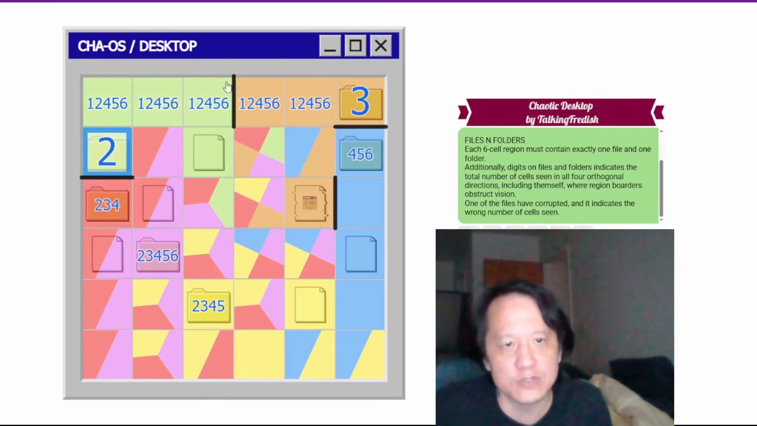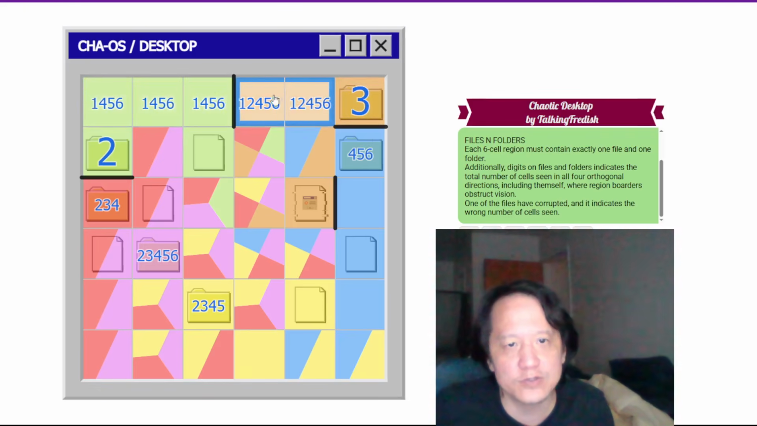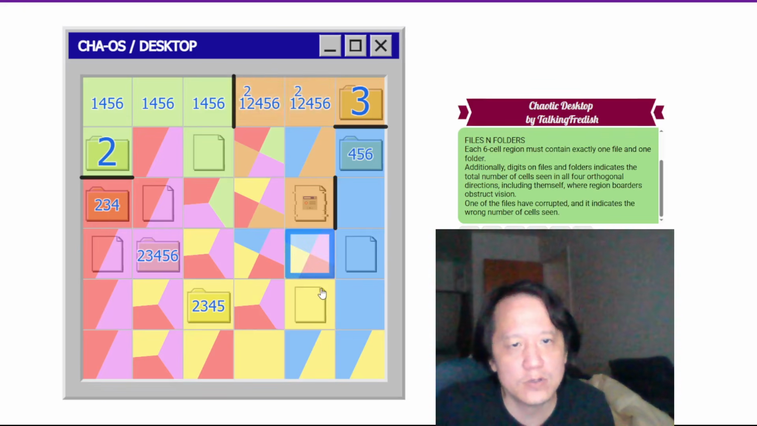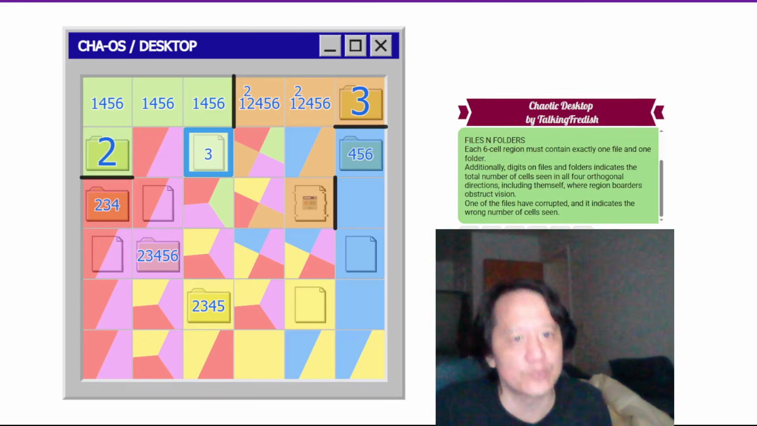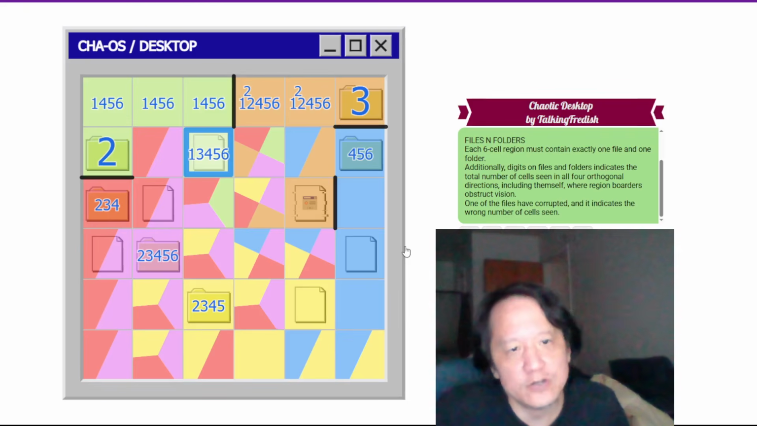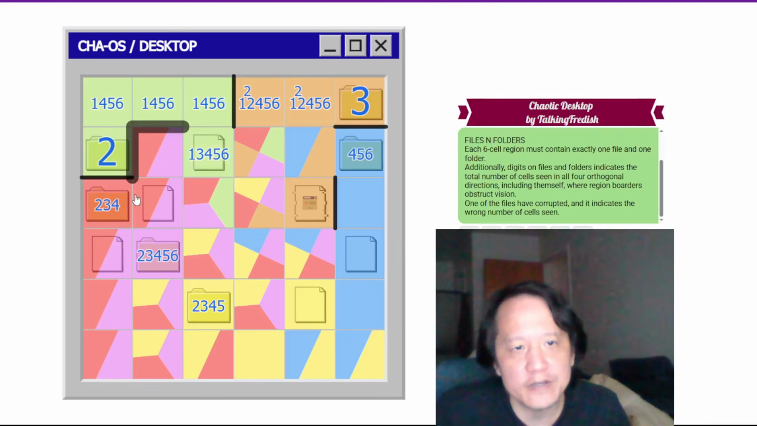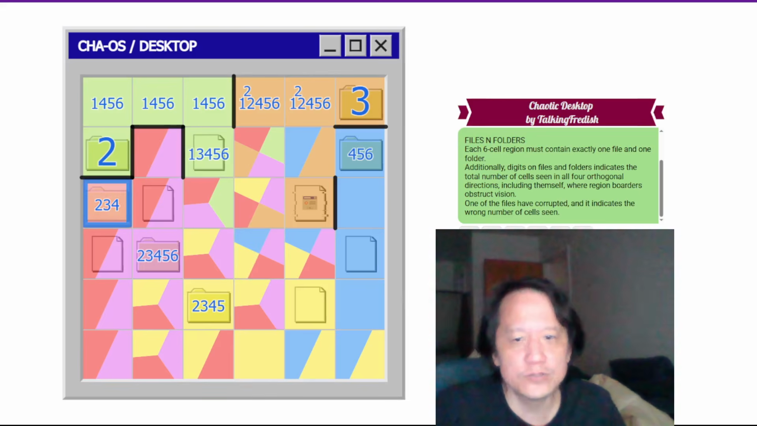This must be a 2. That eliminates 2 in the rest of the region. So we have to have a 2 here. This must see 3 cells. Guaranteed. But it doesn't actually have to be a 3. It could technically still be the invalid, the corrupted file. It's very unlikely to be, but it could be. No 2 here.